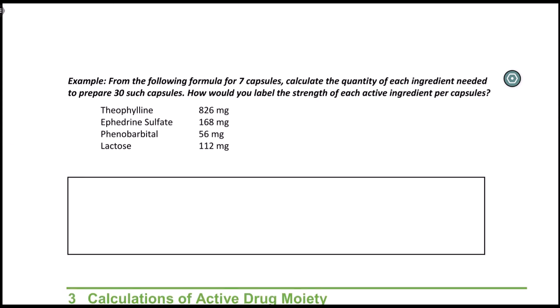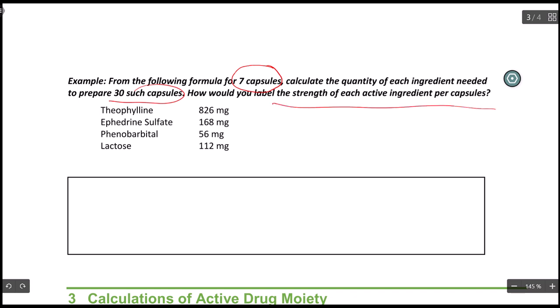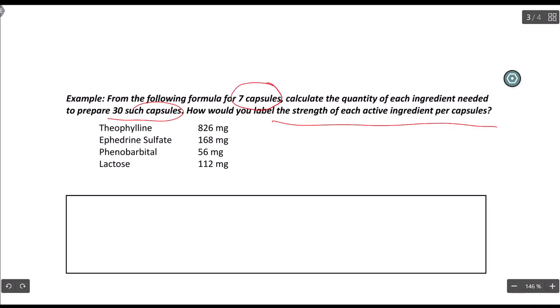Another example about capsule formulations. This says you have a formula for 7 capsules. Calculate the amount needed to do 30 capsules, and then it says, what would you label the strength of it? So in other words, all these totaled together is going to be an enough. This is for 7 capsules, so each one of those ingredients is mixed together, and then it's divided into 7 capsules, but we want 30.